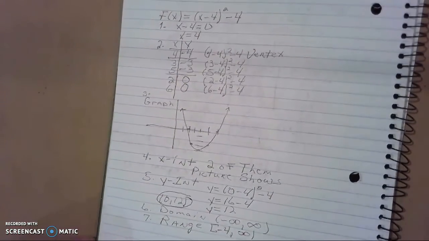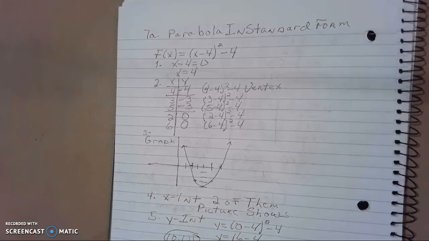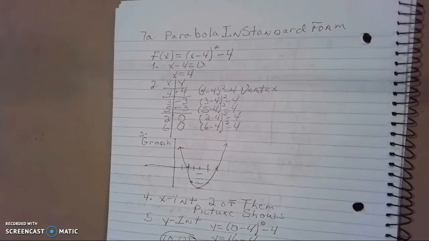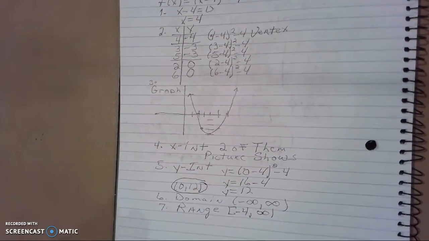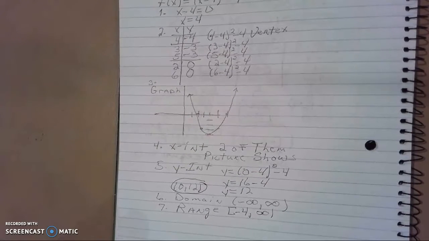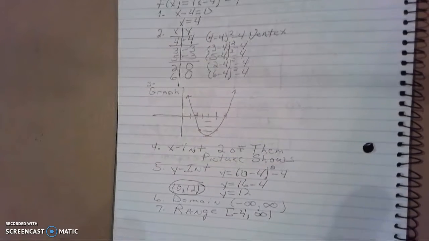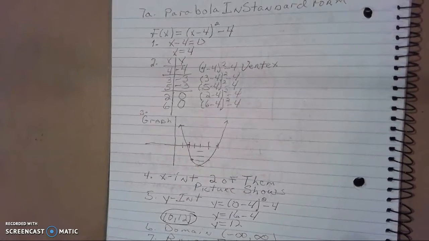Number 7a, a parabola in standard form. Notice these steps. Need x-intercept. You need your vertex and label your vertex. You need your y-intercept. And you need your domain and your range. And you need your graph. And you need a table.